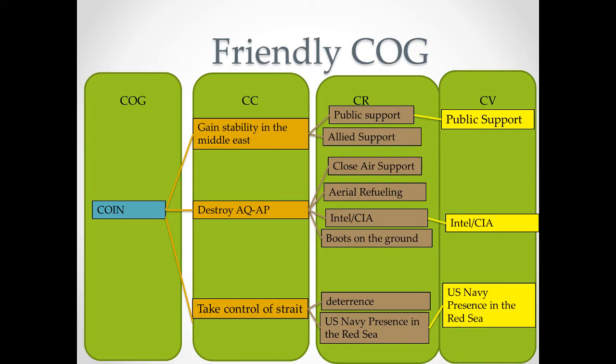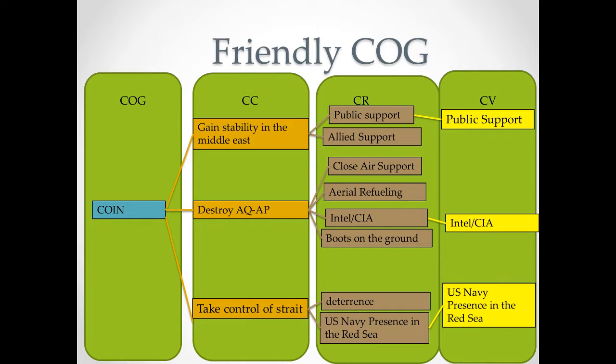After you've determined your friendly center of gravity, you then move on to the critical capabilities, or CC. Critical capabilities are the things that your cog allows you to do. By conducting COIN operations, it allows us to gain stability in the Middle East, destroy AQAP, and take control of the strait. This is the strait between Somalia and Yemen, just for your reference. So COIN allows us to do these three things that are considered critical to the mission. As you can see, there are some fancy lines connecting them.